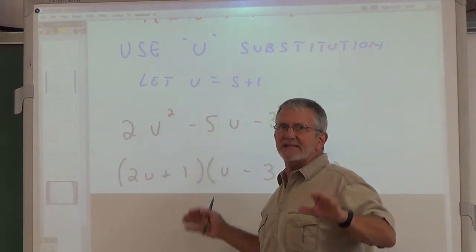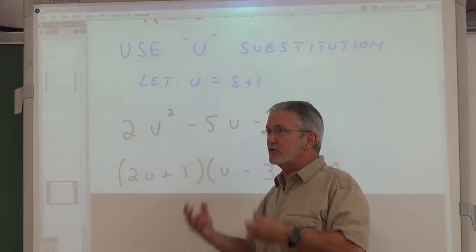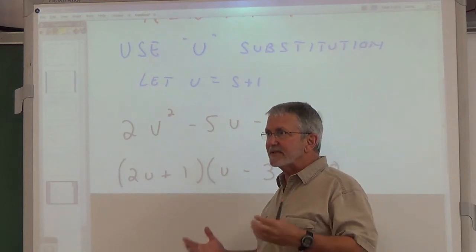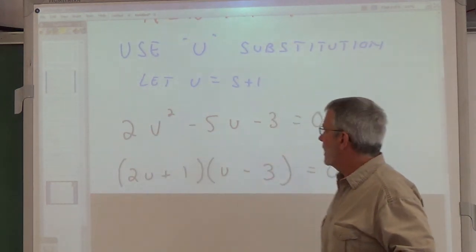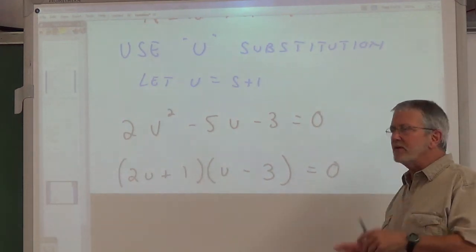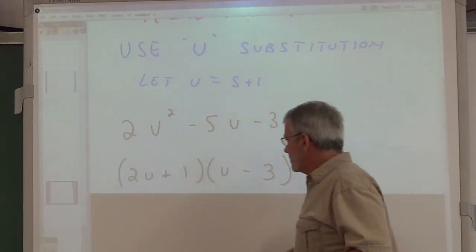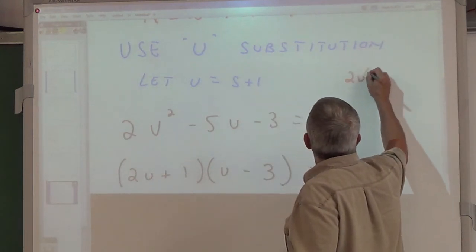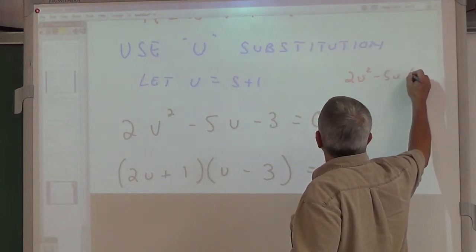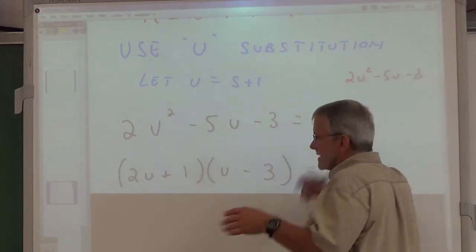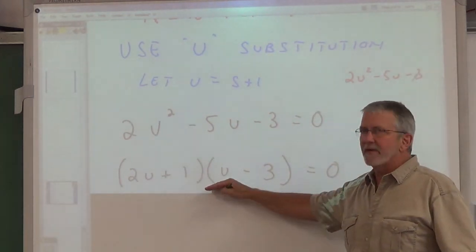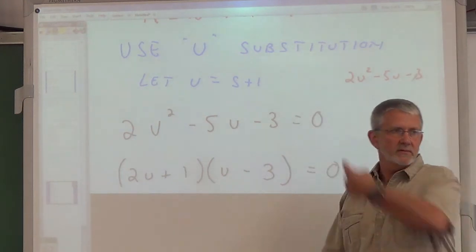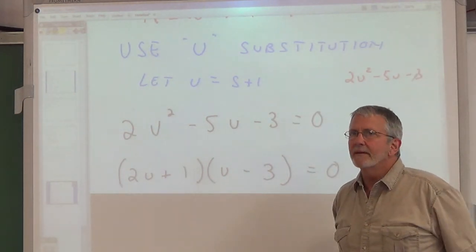You could use the AC method, but like I said, this is one that, at this point, you should be able to see very quickly that this thing factors to 2u plus 1, u minus 3. If not, you can use the AC method and factor it like we did a couple days ago. You know, AC is -6 and PQ and all that. But this is going to be your factorization. I challenge you to do the factorization over there.